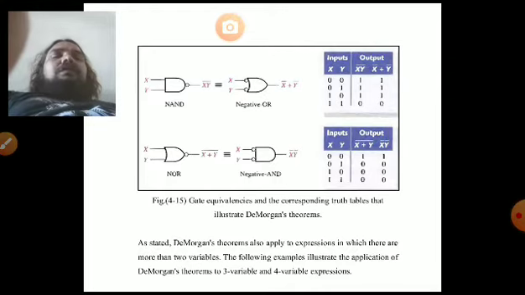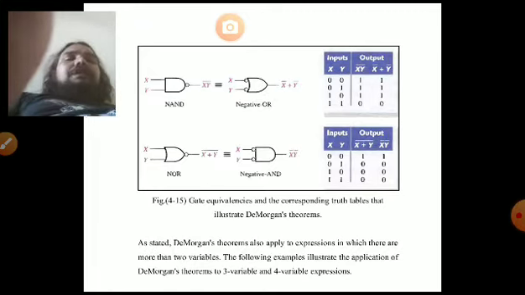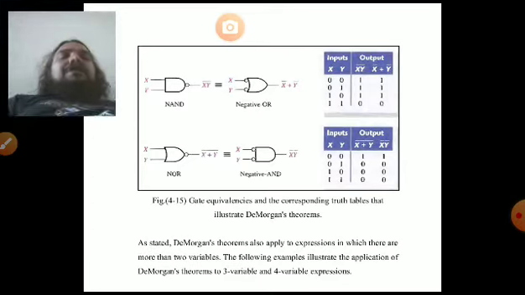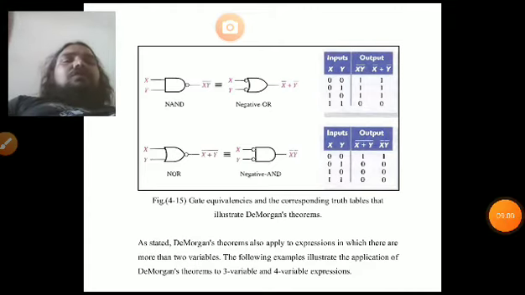Since the LHS output is equal to the RHS output, x into y whole bar is equal to x bar plus y bar. This is how De Morgan's first theorem is stated and proved with logic circuits and the help of the truth table.